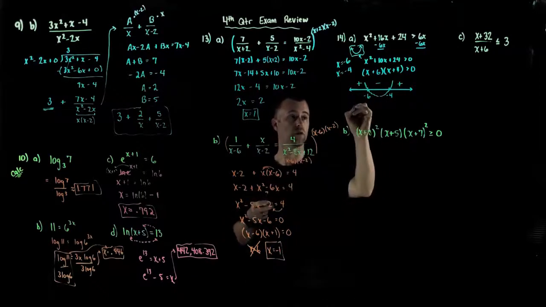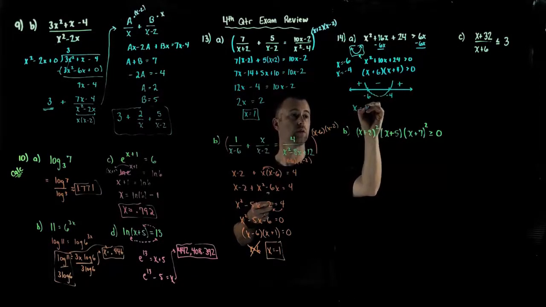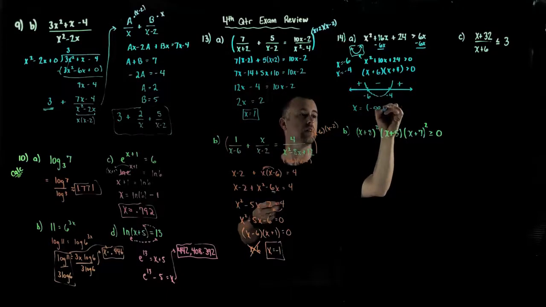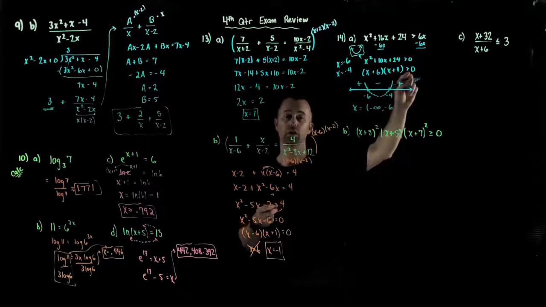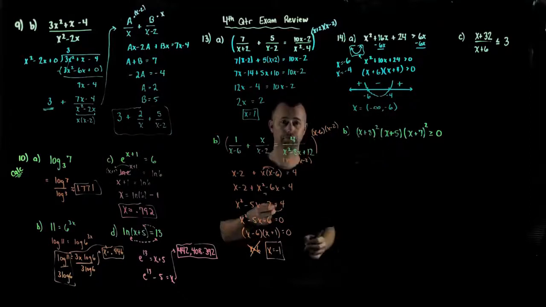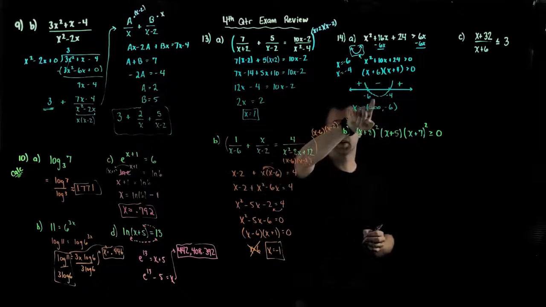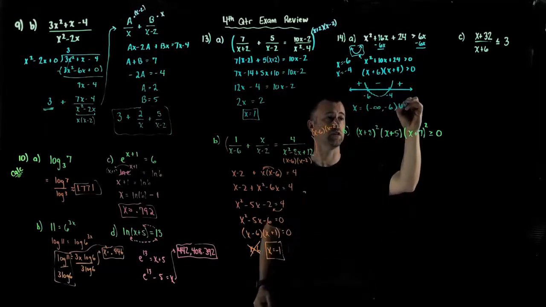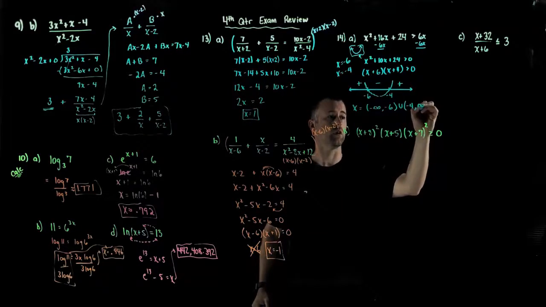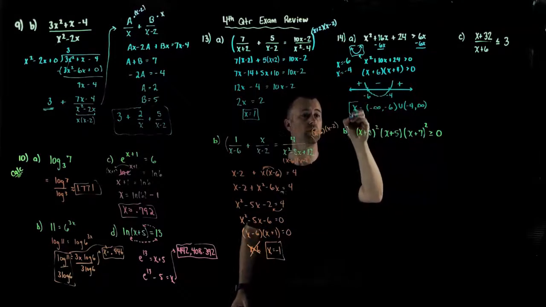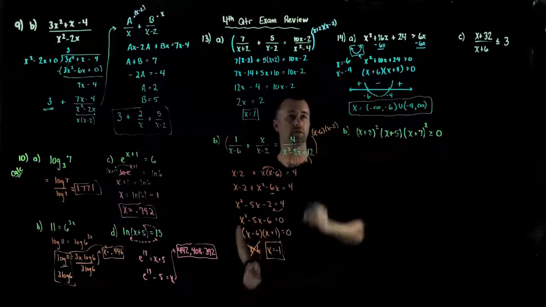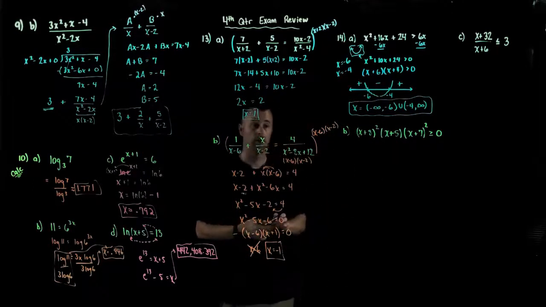So my answers are going to be, in this case, x equals negative infinity to negative 6. Now we're not including that 0, so we're going to put a parentheses here. And we're skipping all these negative values and going straight to negative 4. And we're going to go off to infinity. So our answer is going to be this. That's when it's positive. So that's going to be 14a.